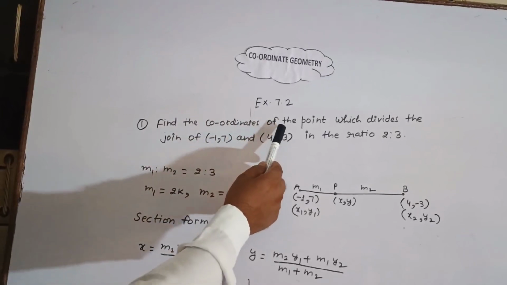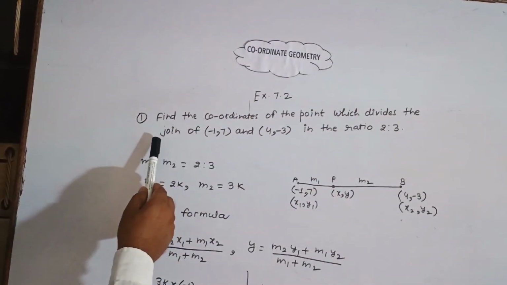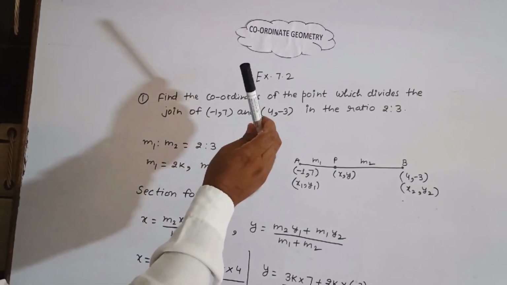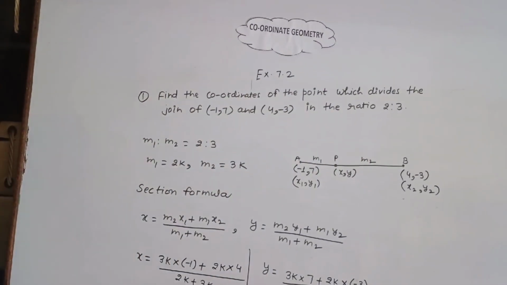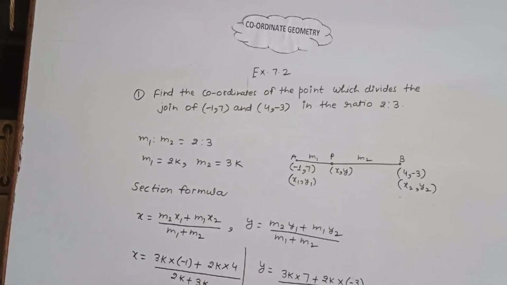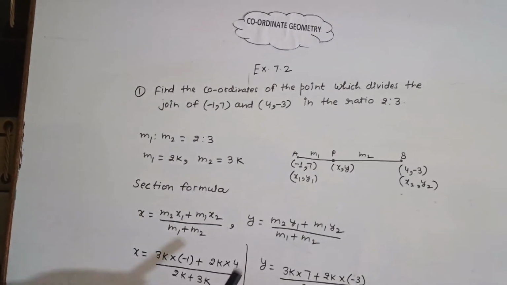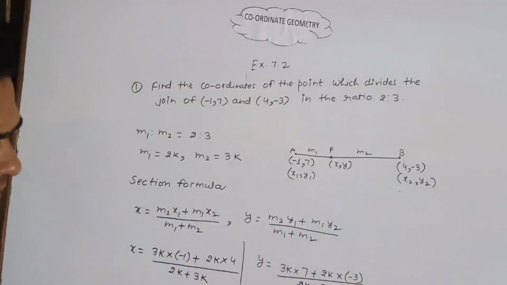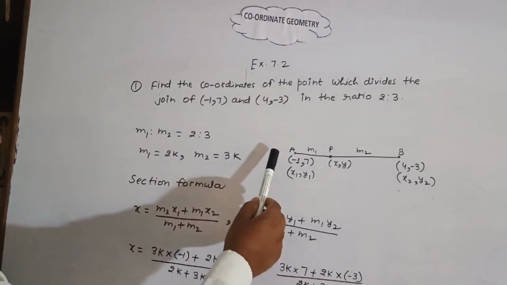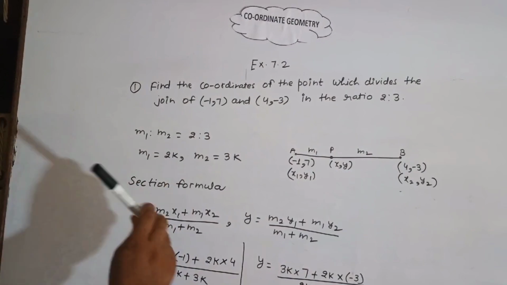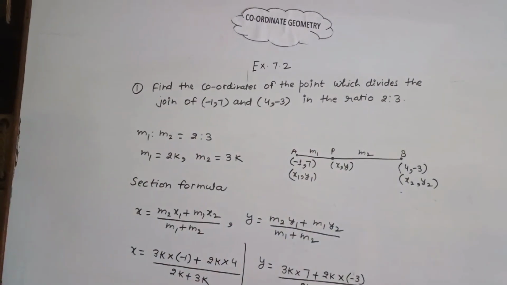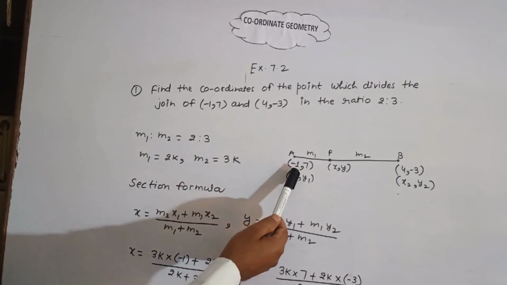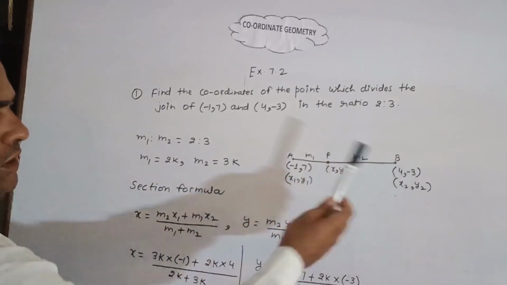Find the coordinates of the point which divides the join of (-1, 7) and (4, -3) in the ratio 2:3. Students, we will use here the section formula. We are using points (-1, 7), (4, -3) and a point P divides this line in 2:3. So this is m1, this is m2. We are writing here m1:m2, this is 2:3. This is the value of x1, this is y1, this is x2, this is y2.